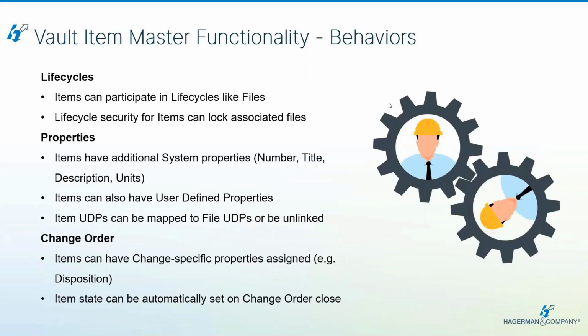What's going to happen to this part number, you know, as a result of this change? Are we reworking existing stock? Are we scrapping it? Right? You can have those change order specific properties for items, but you cannot have them for files. And item states can be manipulated automatically when a change order is closed. With files, again, that doesn't happen as far as I know. So when I close my change order in Vault, the item state can automatically change, say, from review to released. So I don't have to remember to go back and set that final state.